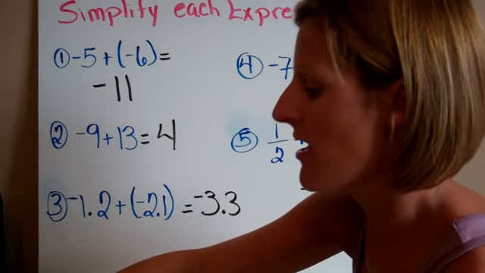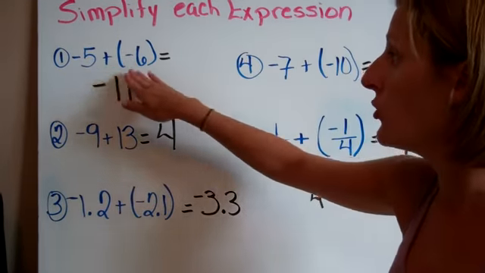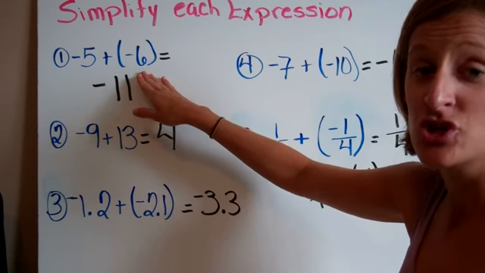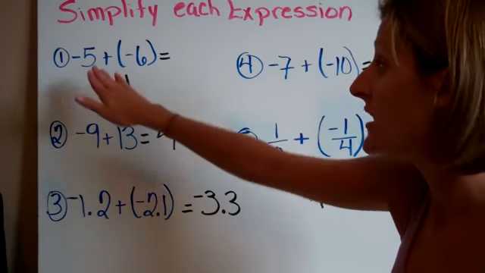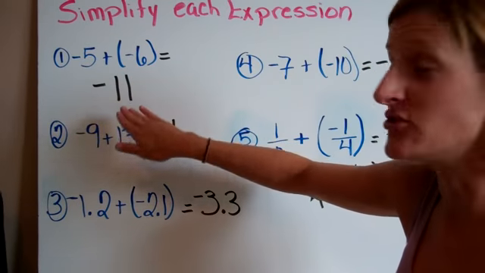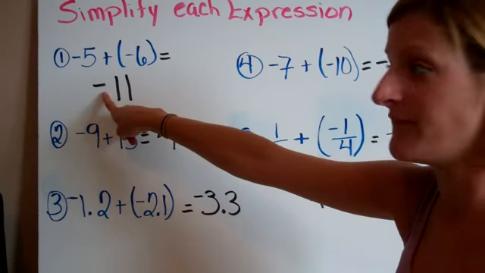Now let's apply these rules to some examples. Now this first one, both are negative numbers. So we're going to add their absolute values and take the negative. So 5 and 6 added together is going to be 11. They're both negative, so I have negative 11.